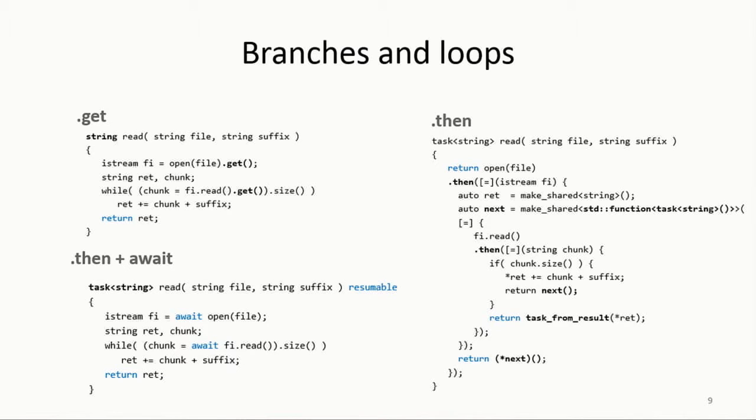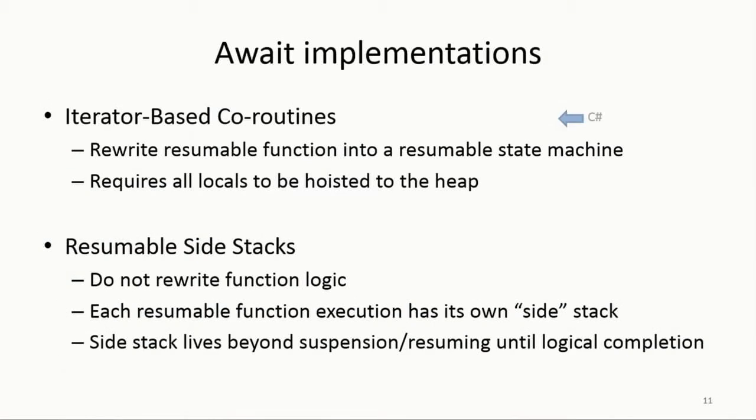PPL, or state future, represents the state of the art of what you can actually do in a library for asynchronous programming. So there are two await implementations we were looking at. The first one, if you're familiar with C#, is what's called iterator-based coroutines.